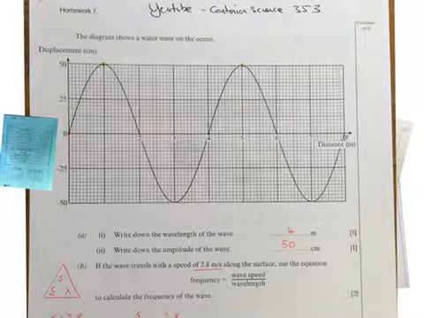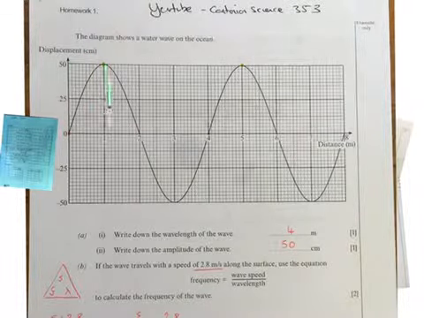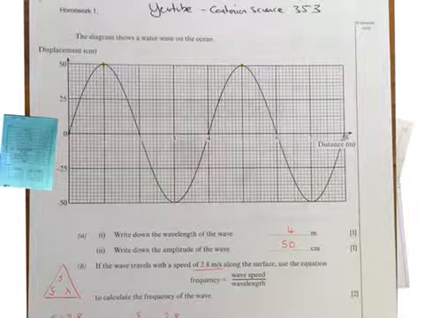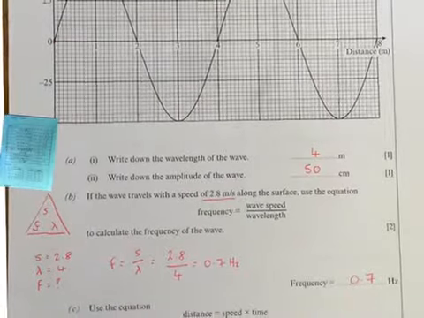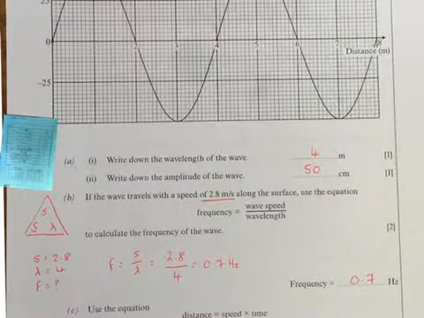Write down the amplitude of the wave. Well, the displacement here is in centimeters, and it goes up to 50 centimeters. So the displacement's 50. If the wave travels with a speed of 2.8 meters per second along a surface, use the equation frequency equals wave speed over wavelength to calculate the frequency.